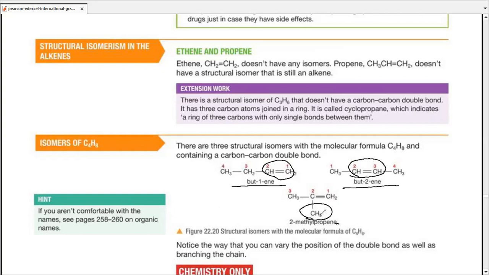Okay, I unintentionally skipped this extension work. Let's go through that too. The structural isomer of C3H6 doesn't have a carbon-carbon double bond. It has carbon atoms joined in a ring. We call it cyclopropane. Most of the ring-based structures have the word cyclo in them. It's something like this.